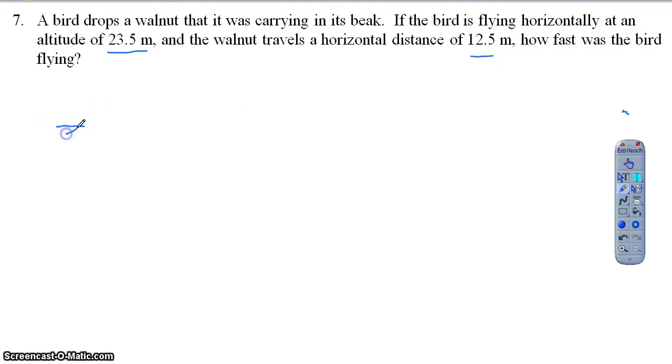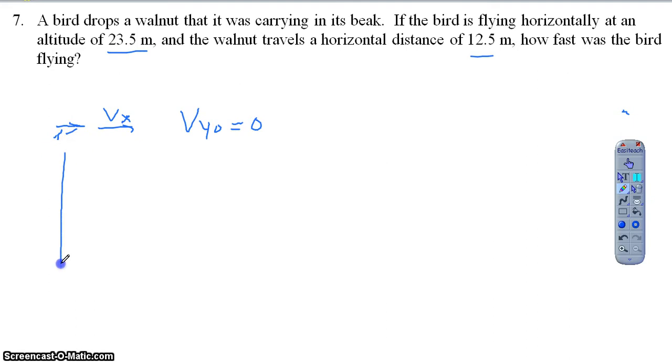So here's my beautiful bird. It looks more like an airplane, but I'll give it little feet. Right, so there, I know it's a bird. He's flying horizontally before he drops a walnut, which is important, right? The reason that's important is, if the bird is flying horizontally, what does that tell us about the initial vertical velocity? Well, it tells us the initial vertical velocity is 0.